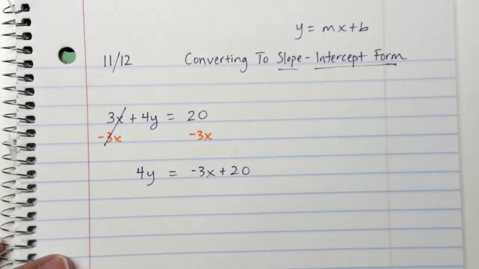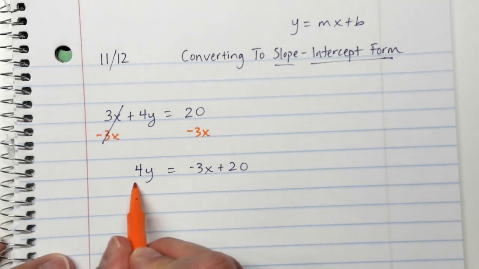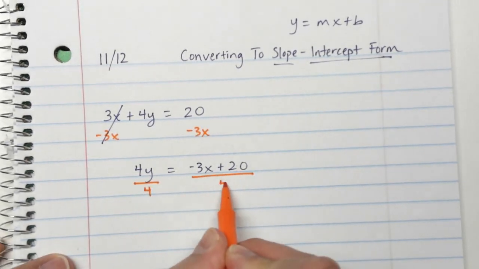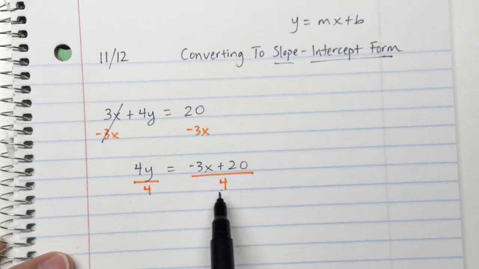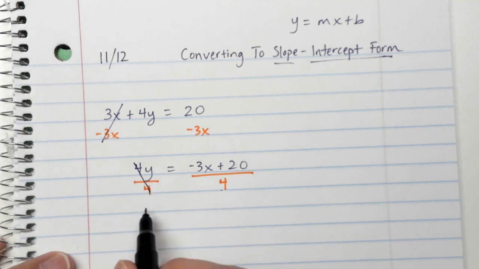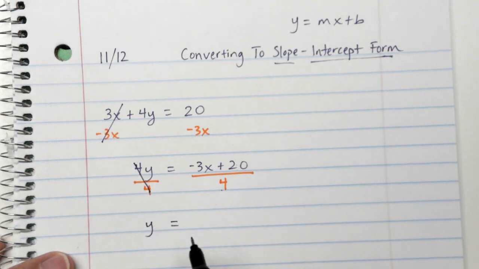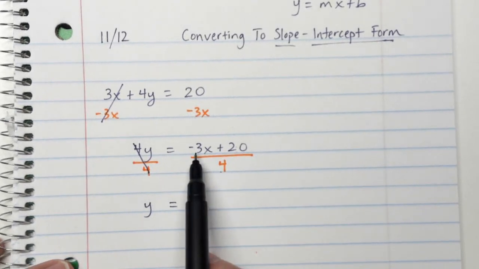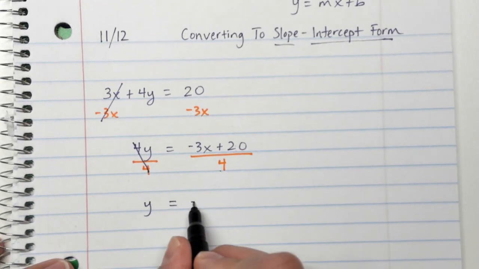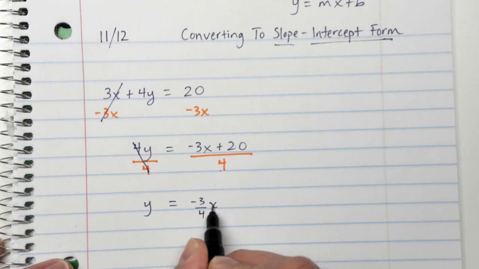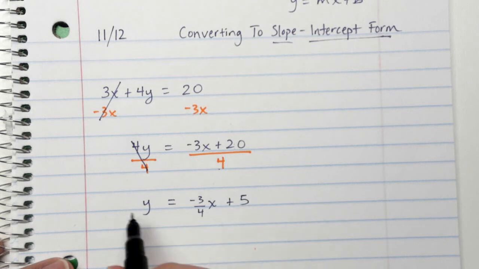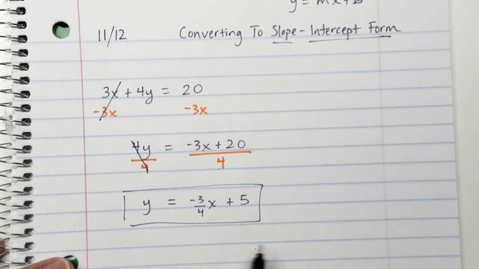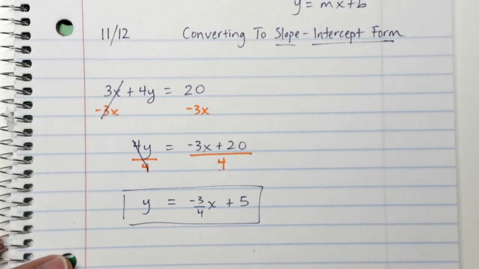And then step 2 is divide by the number in front of the y. So if you notice, it's both things that are getting divided by 4. So in a way, it's kind of like distributive property, but with division. So negative 3x divided by 4 is negative 3/4 x. And positive 20 divided by 4 is positive 5. And now it is in y equals mx plus b form.